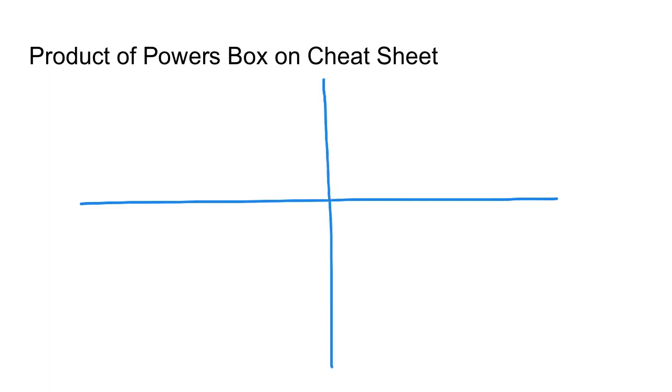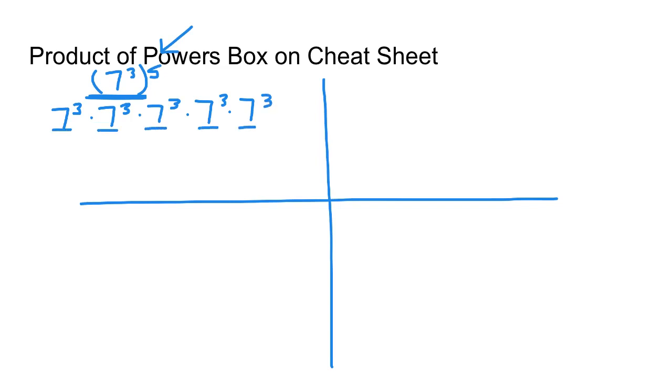And in the top left-hand corner, let's do 7 to the 3rd power raised to the 5th power. So we're going to find our base is 7 to the 3rd. That's what is being repeatedly multiplied 5 times. So 7 to the 3rd once, times 7 to the 3rd twice, times 7 to the 3rd 3 times, times 7 to the 3rd 4 times, times 7 to the 3rd 5 times. 1, 2, 3, 4, 5.